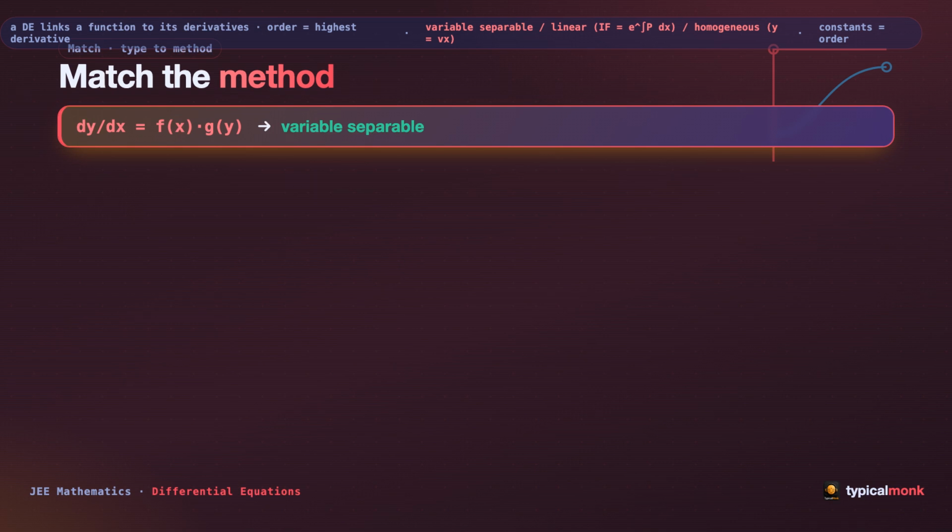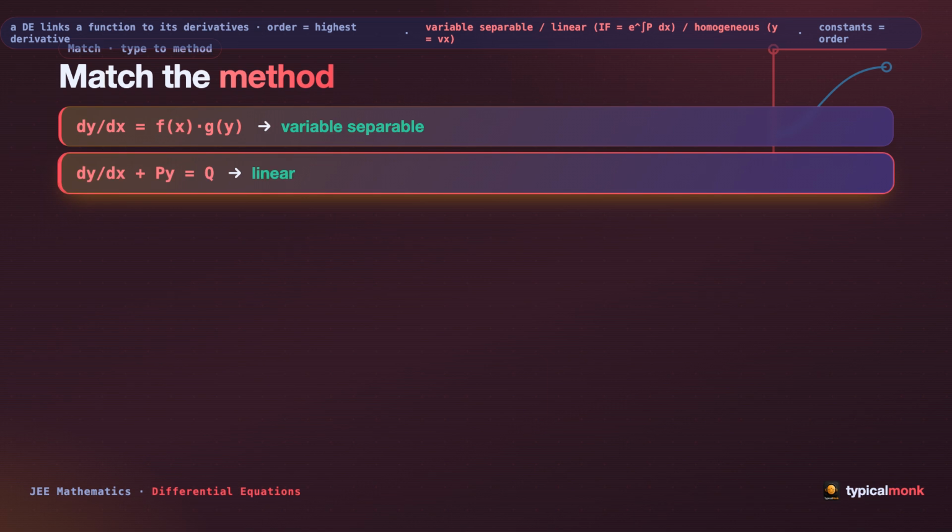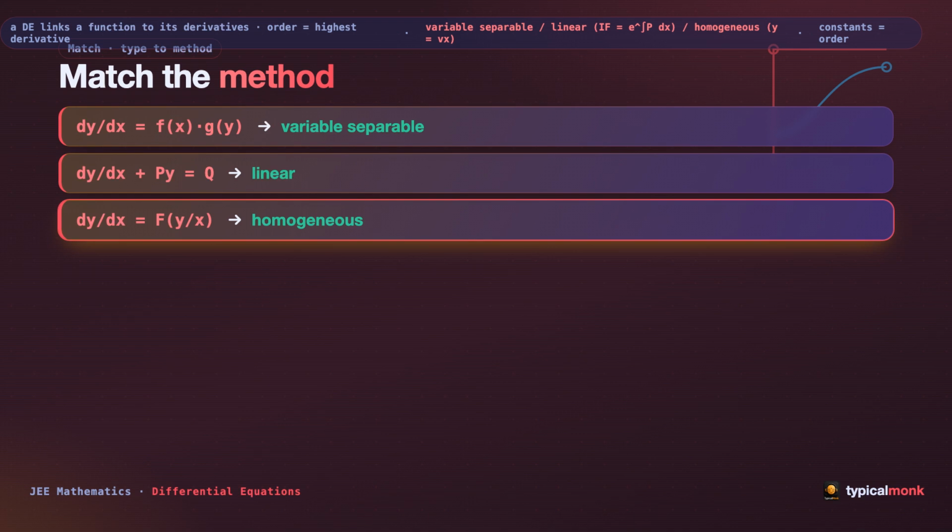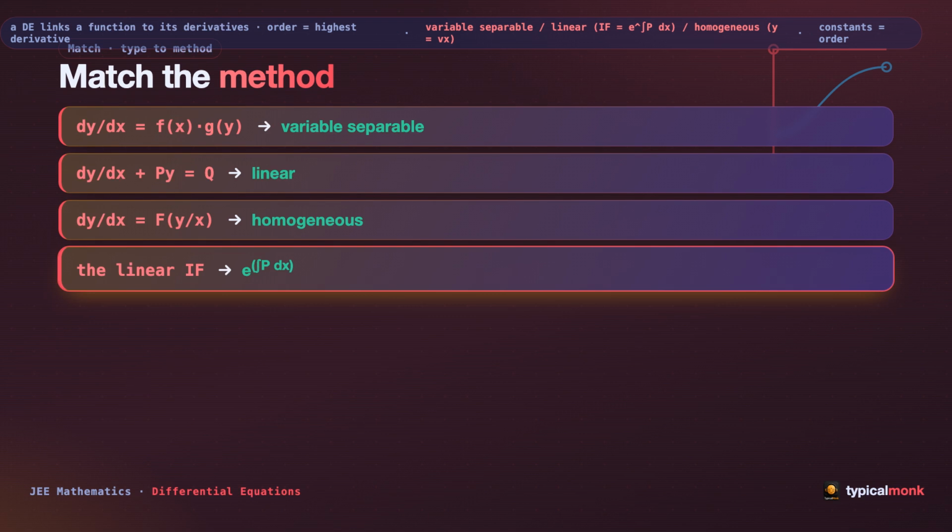Now match each equation to its method. dy by dx equals f of x times g of y goes to variable separable. dy by dx plus py equals q goes to linear. dy by dx equals f of y over x goes to homogeneous. And the linear integrating factor is e to the integral of p dx. 4 pairs, each worth memorizing.